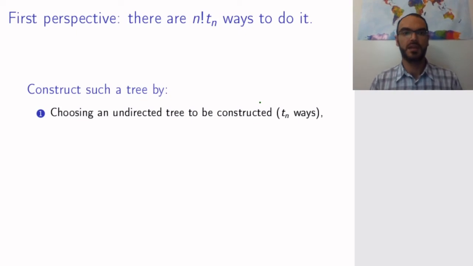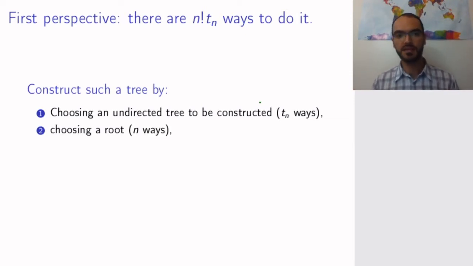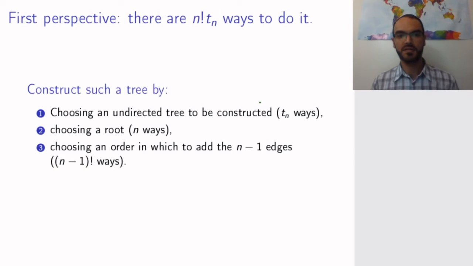So how do you construct such a tree? Well, first you choose which undirected tree will be the underlying tree of this rooted directed tree that I want to construct. Second, I choose which vertex I want to be my root. And third, I choose in which order I'm adding the n minus 1 edges.